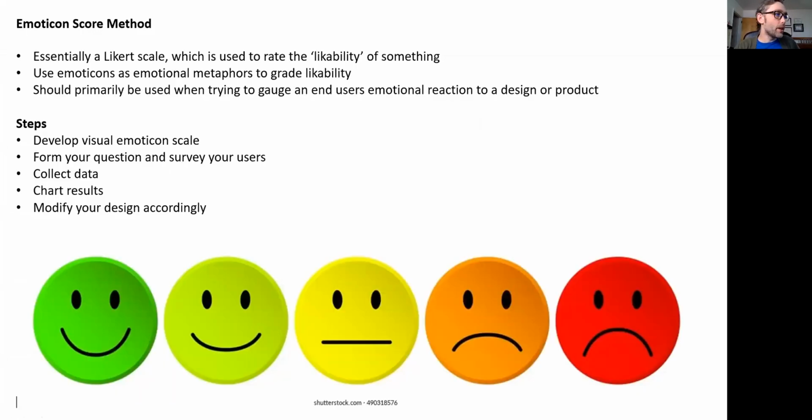And finally, the Emoticon score method. This is essentially a Likert scale, which is used to rate the likability of something. You can use emoticons as emotional metaphors to grade likability. Think of this also as like the pain scale. If any of you were ever hospitalized as a child, a nurse or doctor may ask you to choose the face or the emoticon or drawing that best represents your pain level. This is similar, except instead of measuring pain, it measures likability.